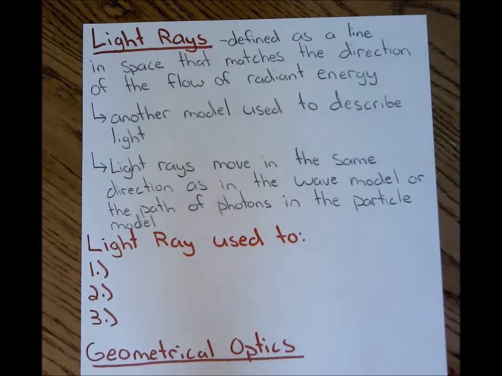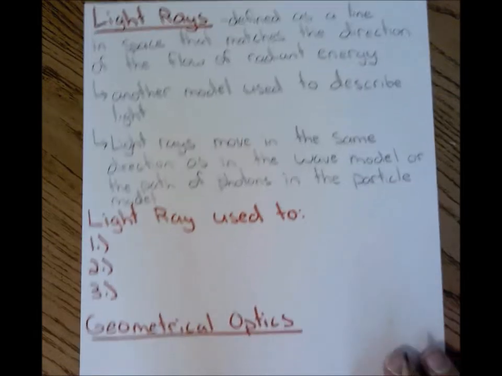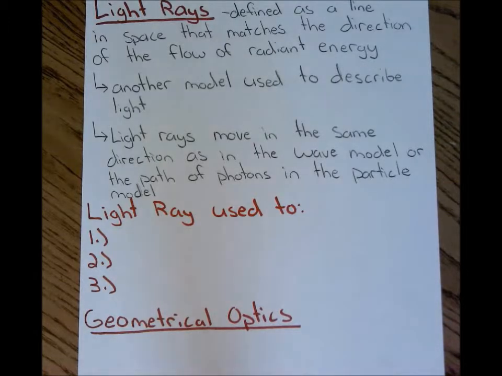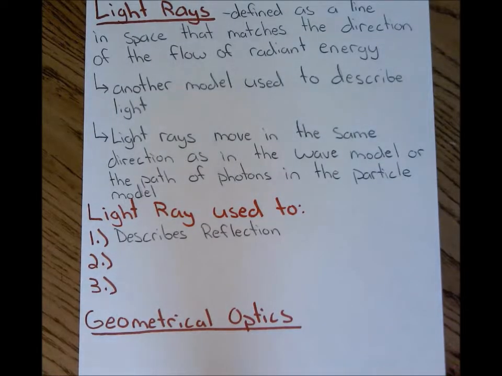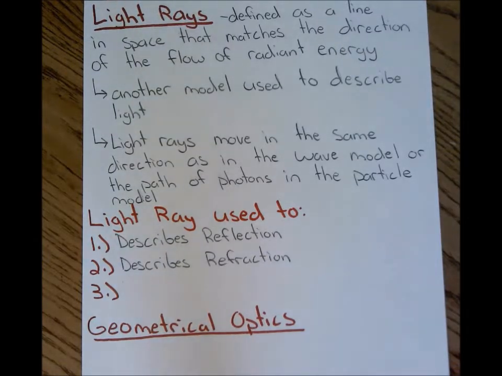So if the light ray is just another model, describing light similar to the wave model and the particle model, why is it used? We have three different uses for this light ray model. Number one, it describes reflection. Number two, it describes refraction. And number three, it describes the behavior of light. Just like the wave model and particle model described how light behaved, the ray model extends that explanation. It gives us a little further detail into how light is behaving.